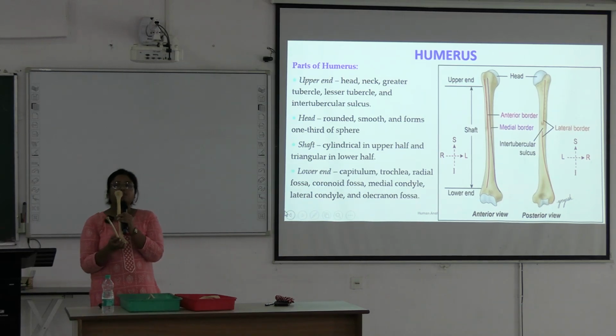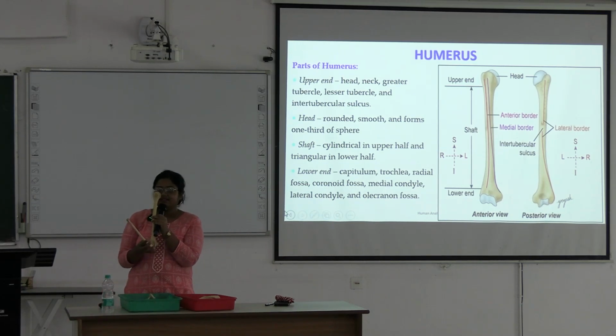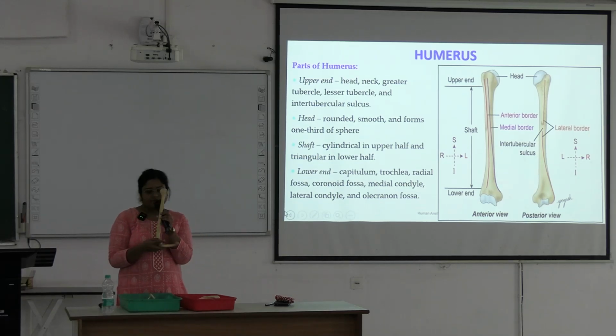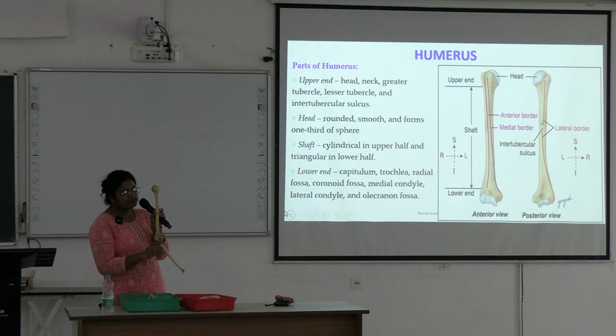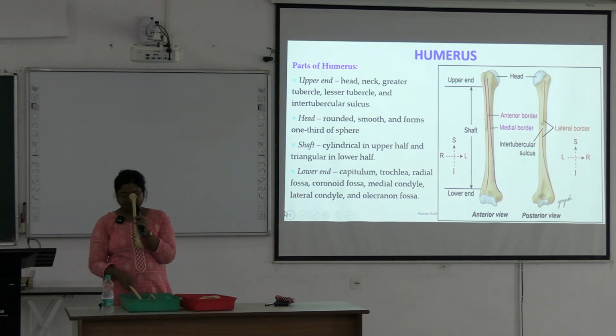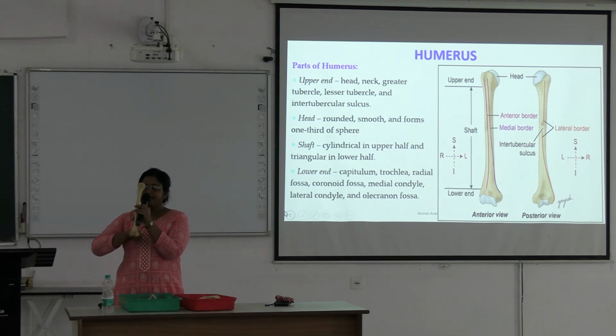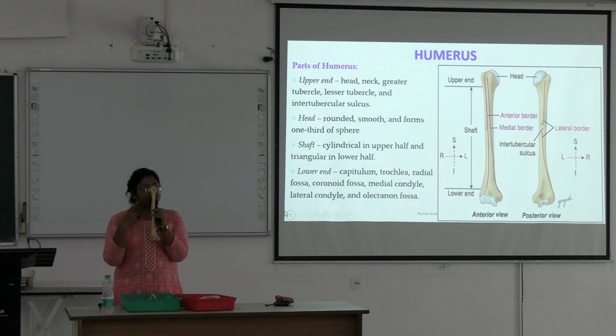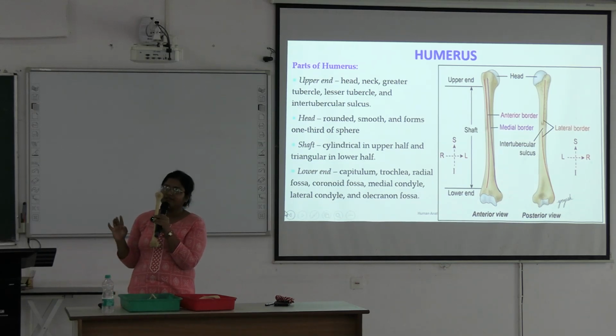Okay, so two fossas are present anteriorly, radial fossa laterally, coronoid fossa medially, and posteriorly one fossa is present, that is olecranon fossa. Okay, understood? And on the two sides, two projections are present, medially medial epicondyle, laterally lateral epicondyle. So these are the presenting parts of the humerus.